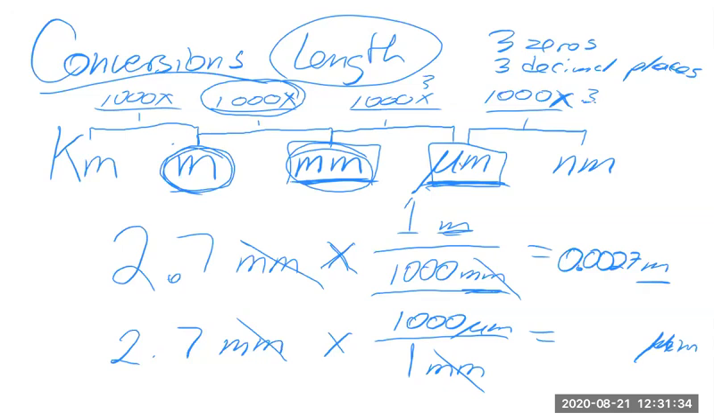And now it's, again, easy math. 2.7 times 1,000 is 2,700 divided by 1. All right, that's still 2,700. So that's your answer.